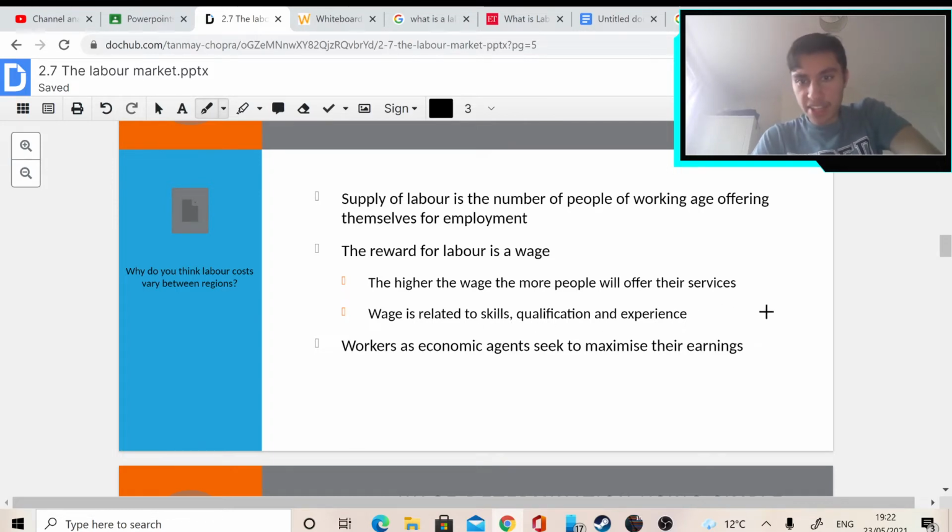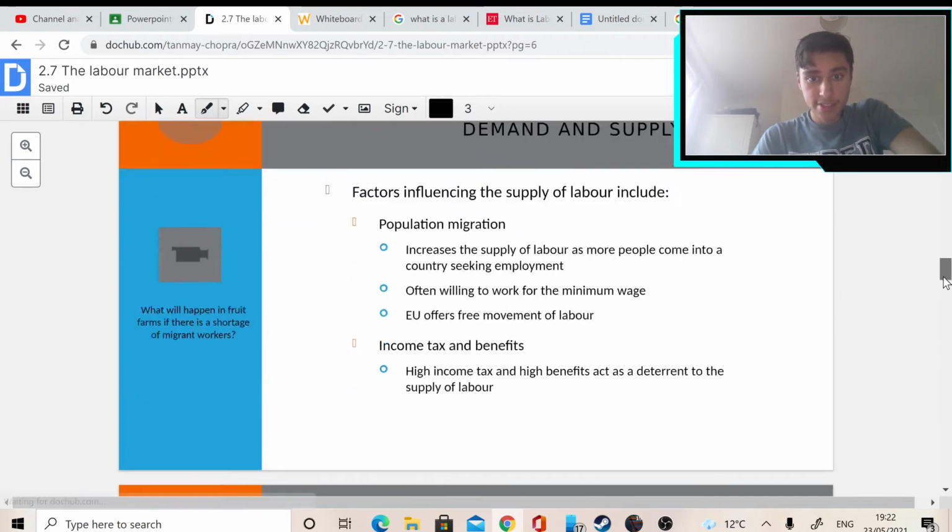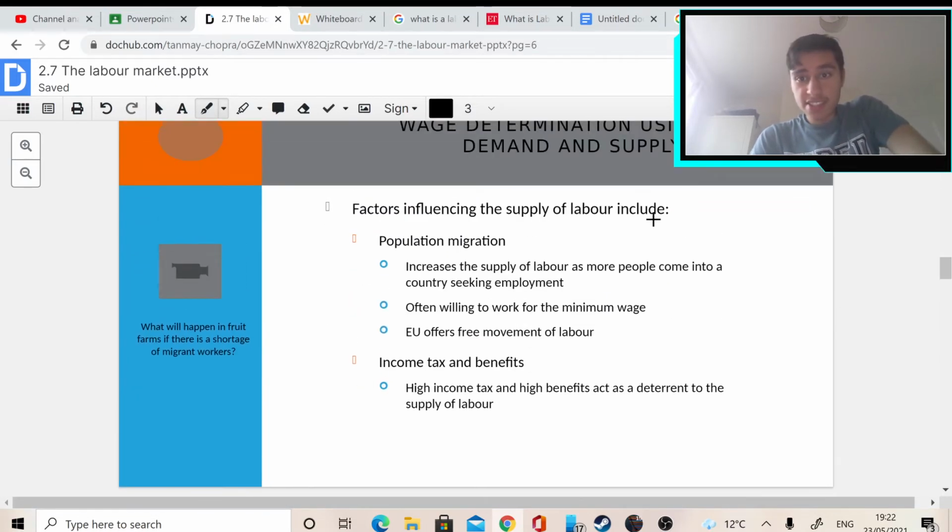Workers as economic agents seek to maximize their earnings. Now, factors influencing the supply of labor include population migration. So, supply is provided by the workers themselves, who want to work. So, if there is migration, it increases the supply of labor as more people come into a country seeking employment. Very self-explanatory, often willing to work for the minimum wage.